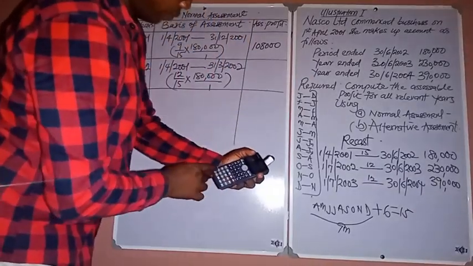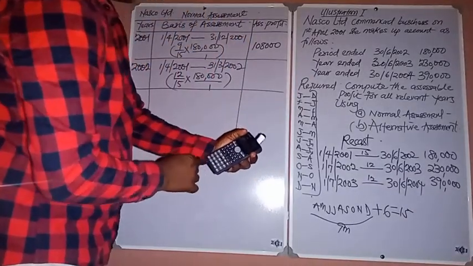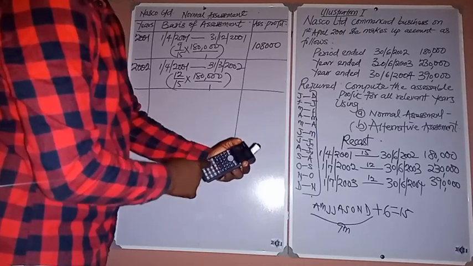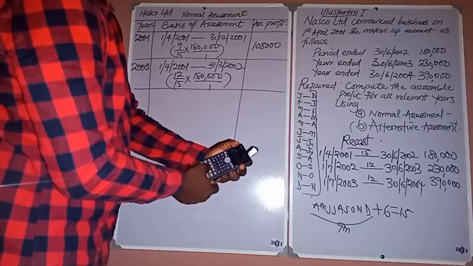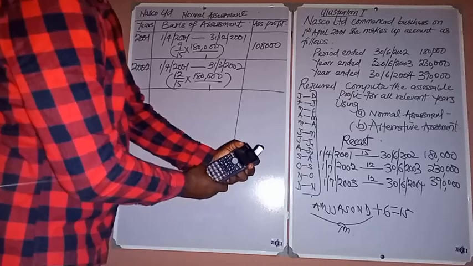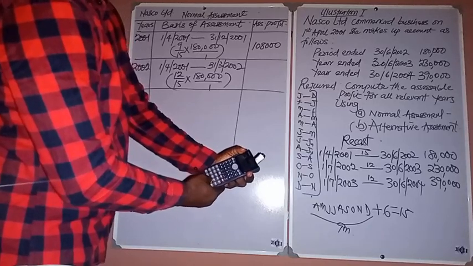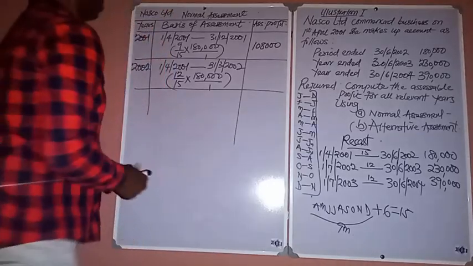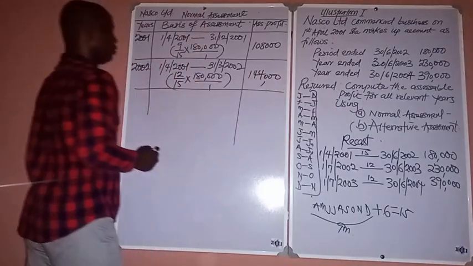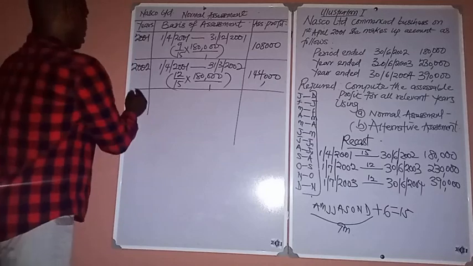So I'm going to do 12 divided by 15, times 180,000. I'm having 144,000. So we have 144,000 for the second year of assessment. That's what the law says.